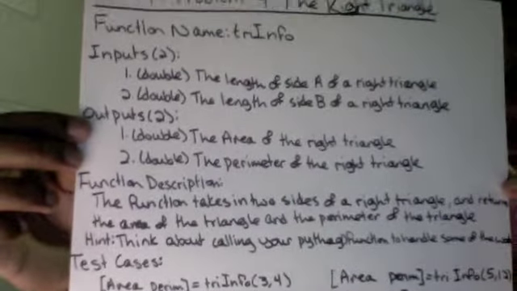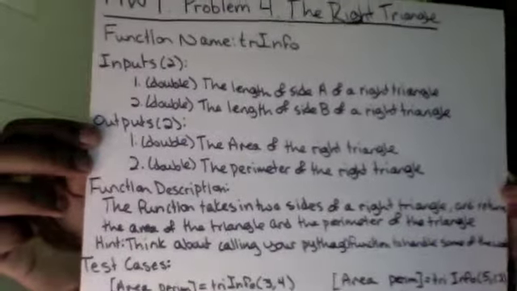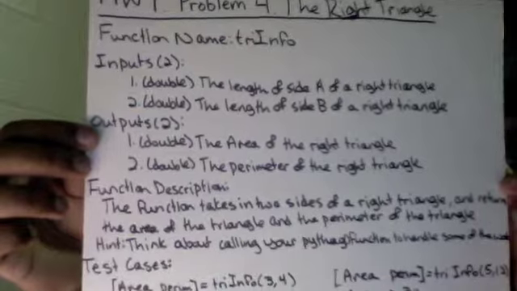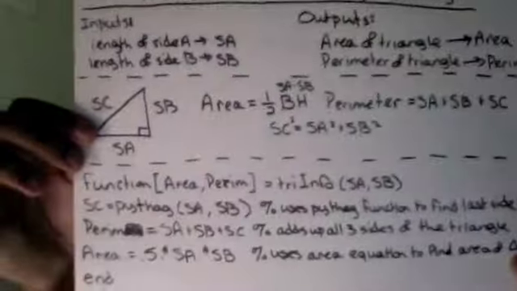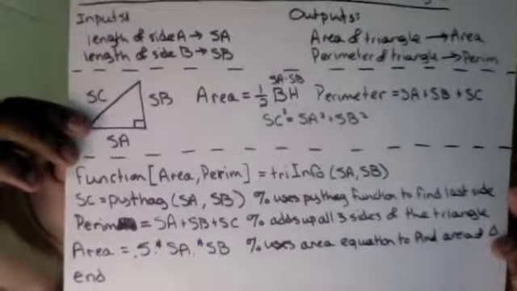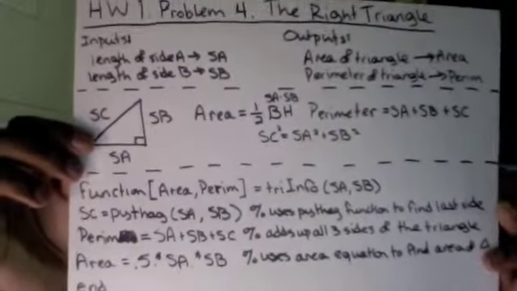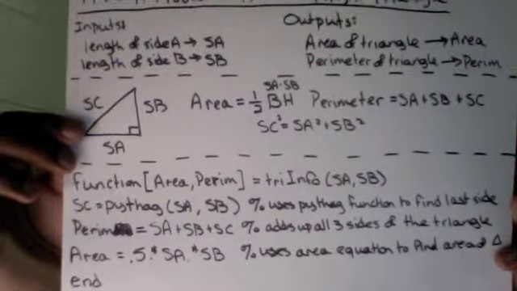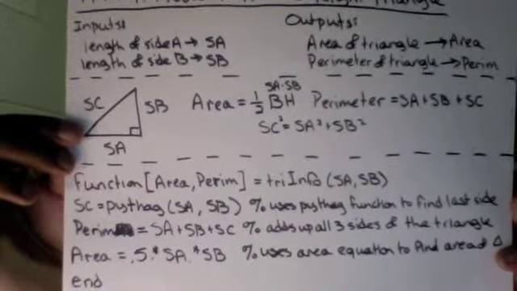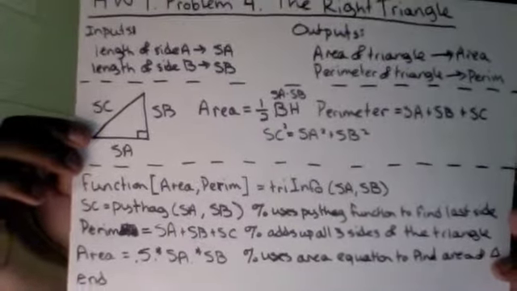A hint that they give you is to think about calling your Pythag function to handle some of the work. Again, here are two test cases that they give you to test your work once you've finished typing in the function. Going on to some useful information that you might be able to use for your function, in really going through how you want to solve it. This is just how I do it. This isn't how you have to do it, but I find it effective for me.